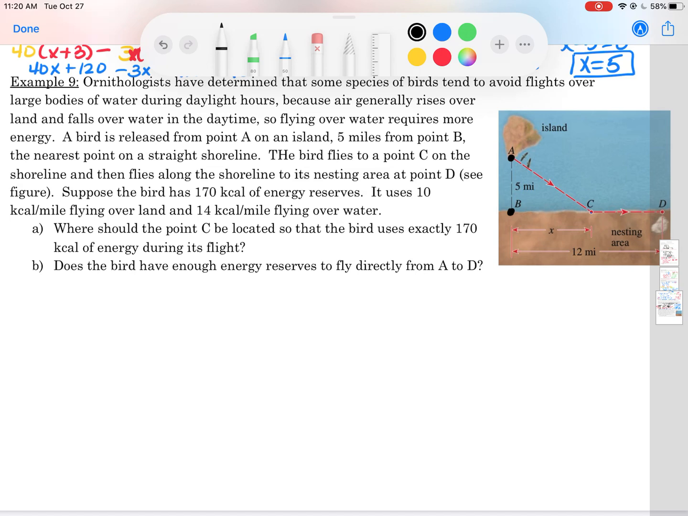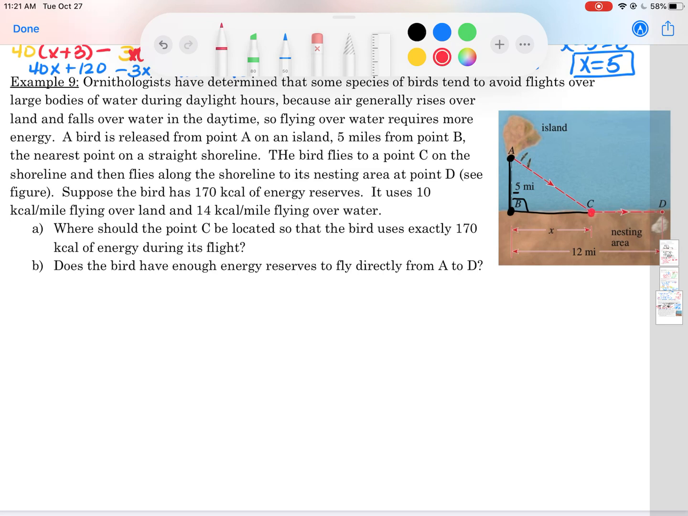So right away we know that if we have point A and point B here, this distance is 5 miles, and we see it's labeled right there. And that this is the nearest point to a straight shoreline. So if this is our straight shoreline, we know that this is a right angle because that would be the quickest way, a straight line. So the bird flies to point C on the shoreline.